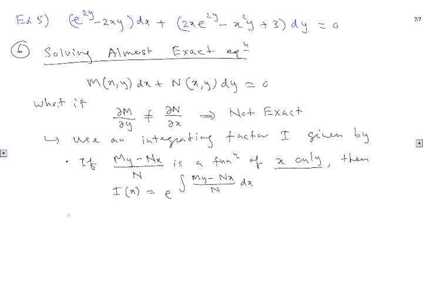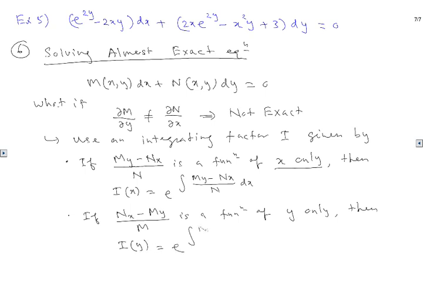The other case: if you reverse the order, (N_x minus M_y) over M is a function of y only, then the integrating factor becomes a function of only y. It is e to the integral, with that expression, (N_x minus M_y) over M dy. So then you get the integrating factor.